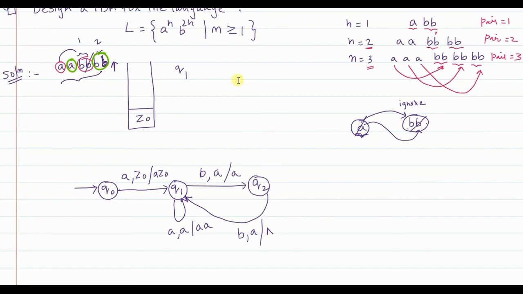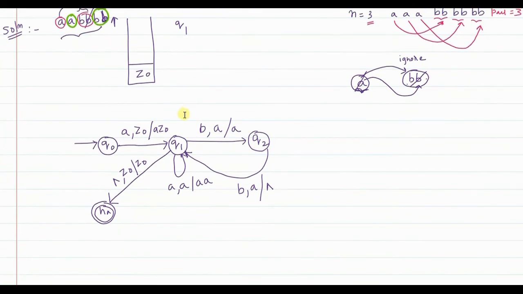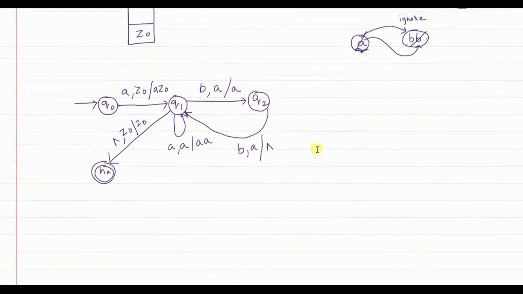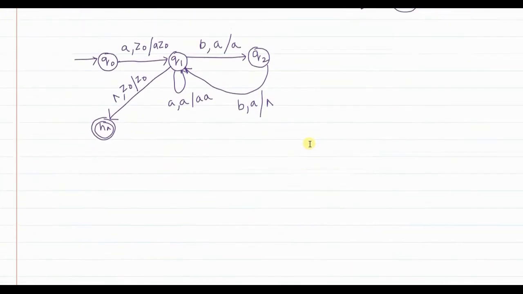So when you are in Q1, and there is nothing else remaining to be read and the stack is also empty, you perform a no-change operation. That means Z0, which was on top of the stack, still remains on top of the stack, and I go to the halting state HA, which means that the given string is accepted. Fine. So this is how the PDA is designed.